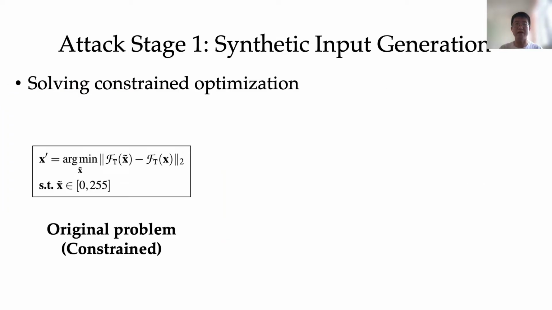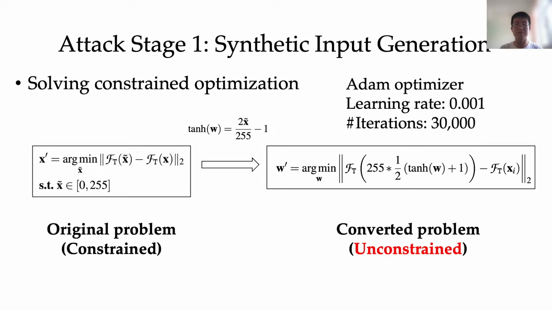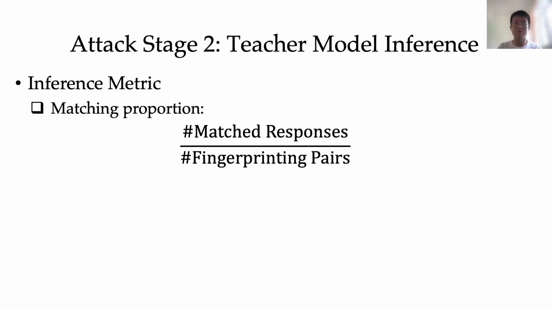So, the first step is to construct the fingerprinting pairs. The key of generating the synthetic input is to solve this constraint optimization problem. We can convert it into an unconstrained one by variable substitution, which can be solved with a gradient descent optimizer. You may have seen this technique in many adversarial example papers. We repeat this step for each candidate teacher model and then send the fingerprinting pairs to the target model.